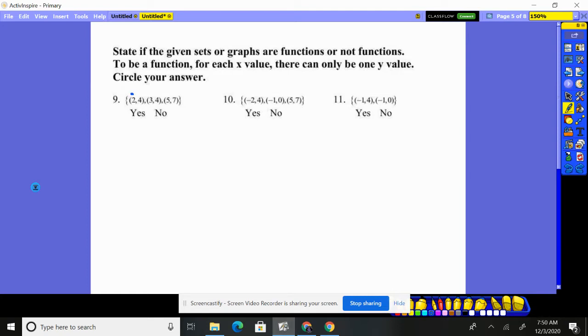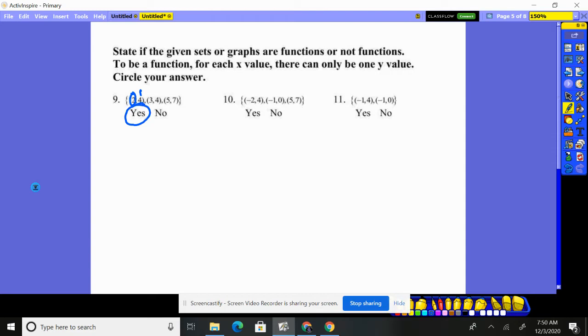So let's see. We plugged 2 in, we got a 4. That's okay. Plug 3 in, we got a 4. Plug 5 in. I plugged different x's in, so every time I didn't plug the same x in and get some different answer. So yes, this is a function.